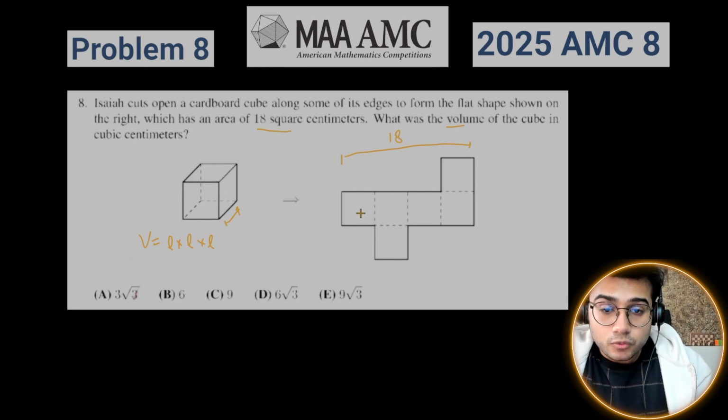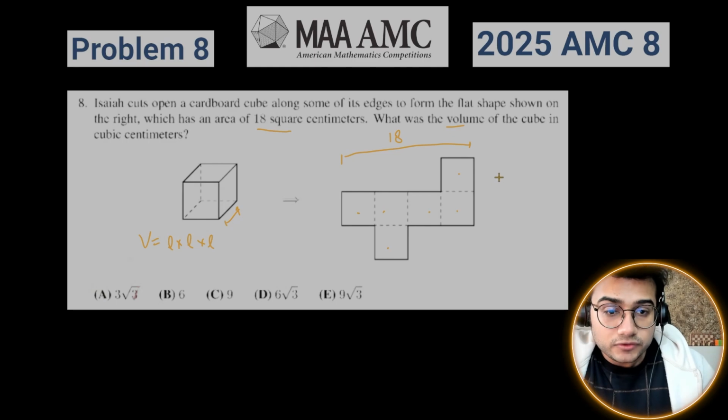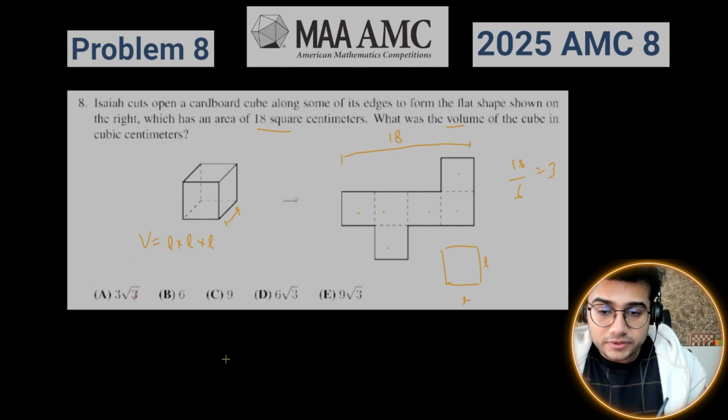This is made up of 1, 2, 3, 4, 5, 6 squares of equal areas. So let's see what is the area of each square. That would be 18 divided by 6, which is going to be 3. So that is the area of each square. So a square is length times length. So that means length squared equals 3.